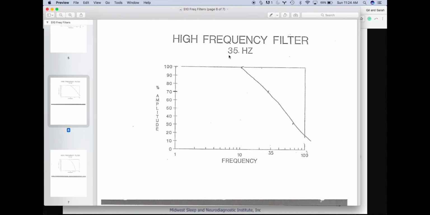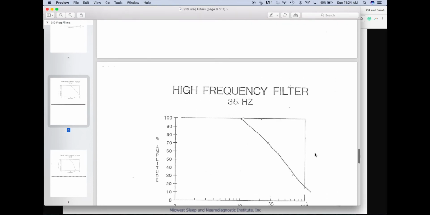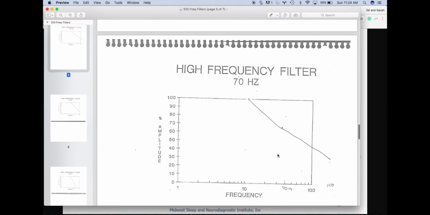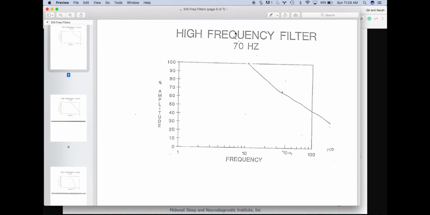So at 50, it would be 35 divided by 2, which is 17.5. At 17.5, you make the 100% amplitude here, and you could draw the rest of that curve. But like I said, I want you to focus on these two dots. Now it's going to be the same way for the 70 hertz filter.